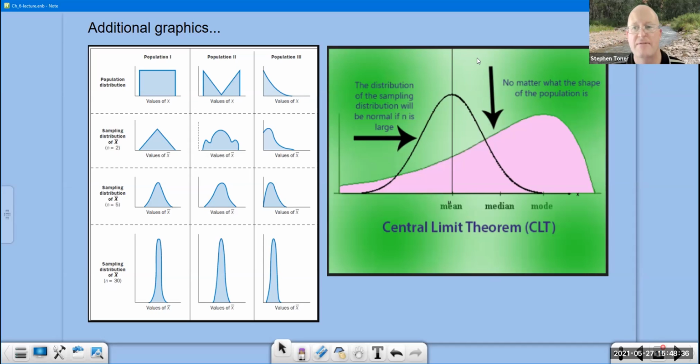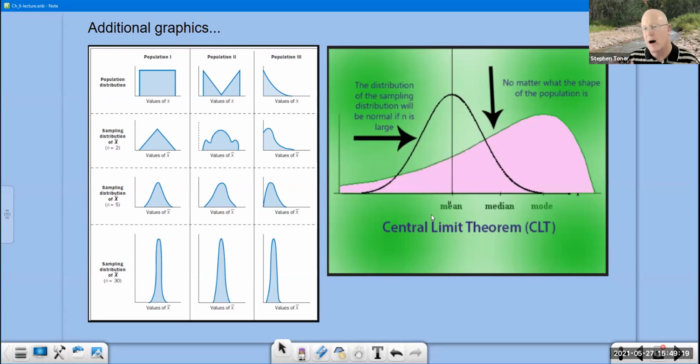Now here's another graphic at the right that I found online, and I like it because they've got this pink curve, and it says over here at the right, no matter what the shape of the population is, no matter if it's skewed left like you see here, then the sampling distribution will be normal if n is large. And there you have what's going on there. Kind of an interesting picture. I also like that this one said the mean is smaller than the median, because the original data set was skewed to the left, which means the mean is going to be smaller.